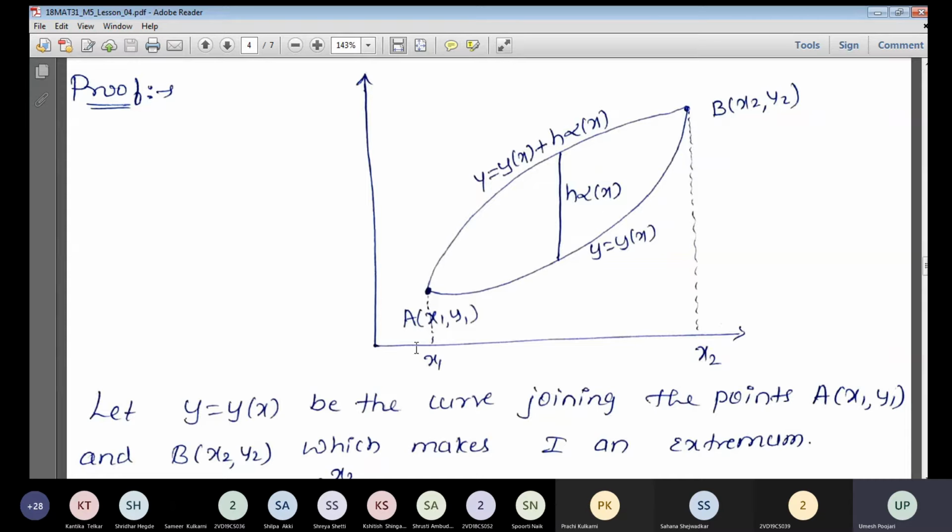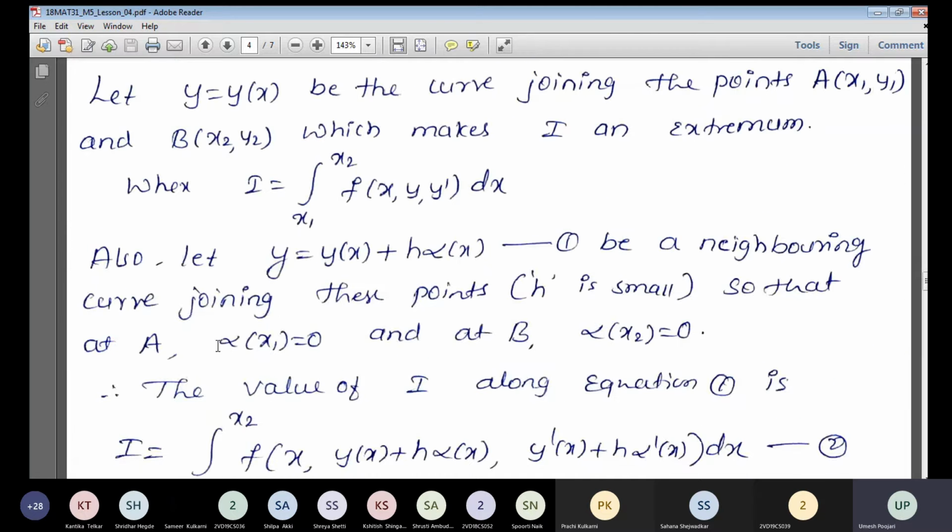So at the point A, I will consider the x-axis as the line of reference. At the point A, this distance is 0. So alpha(x1): because here I have taken this point as (x1, y1), we shall take the x-axis as the line of reference. So alpha(x1) will be 0. Similarly, at the point B, we don't have any difference between these two curves because these two curves coincide with each other. So here also alpha(x2) equal to 0. That's why we take alpha(x1) equal to 0 at the point A and alpha(x2) equal to 0 at the point B, because those two curves coincide at A and B.